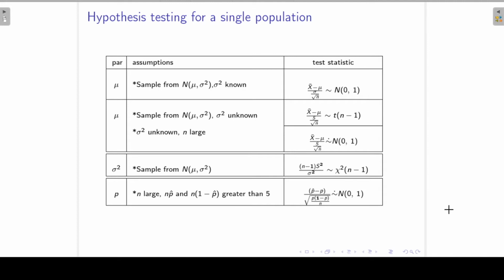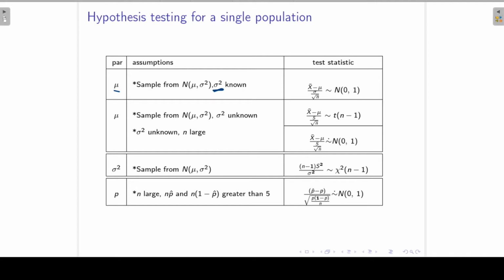Now, if you look at the very first row here, where our parameter is the population mean, if we sample from a normal population where the population variance sigma squared is known, then the test statistic is given there in the final column, and that test statistic follows the standard normal distribution. So when we do hypothesis testing, in this case, we will get our critical value from the standard normal table, or we will calculate our p-value from the standard normal distribution.